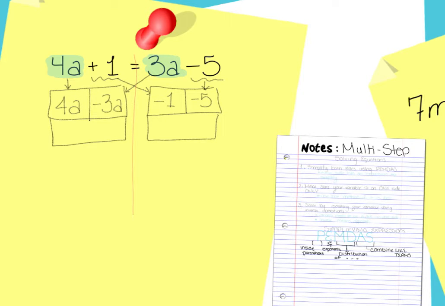On the left side, I'm going to combine 4a minus 3a. So I'm just going to do 4 minus 3. 4 minus 3 should give you 1. And then make sure that you keep the a, because that is what made them like terms.